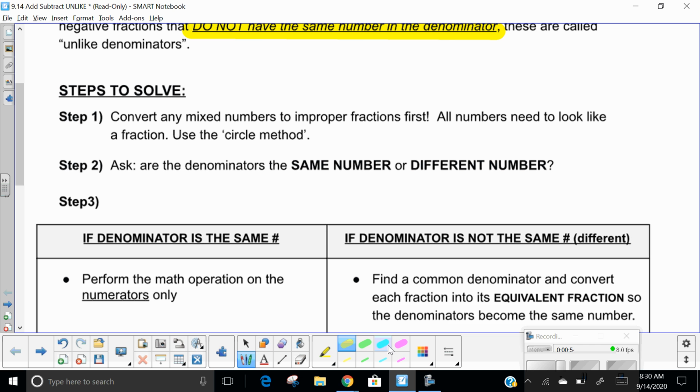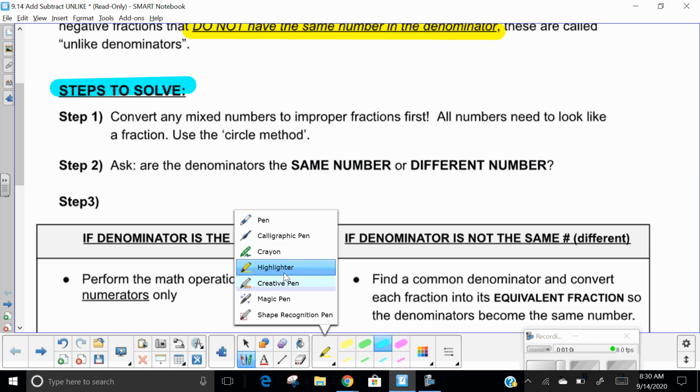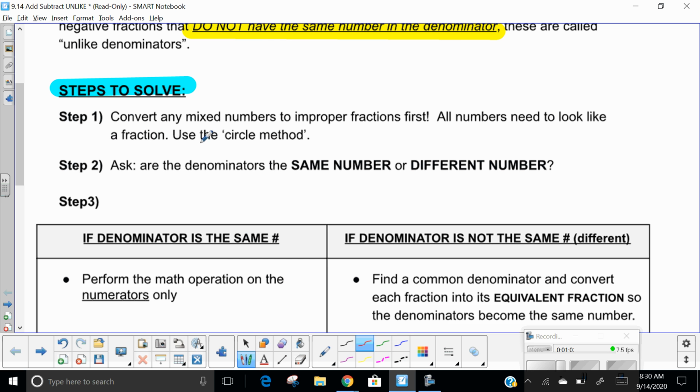Okay, now we're on page one in your packet. So let's talk about the steps to solving these problems. As with any fraction problem, the first thing you want to do is convert any mixed numbers to improper fractions. And we got some practice doing that today in our warm-up. Whenever you have any kind of a fraction in the problem, you need to make all the numbers look like a fraction. I talked briefly about the circle method for you today, and we did that in the warm-up, and we'll talk about it again here in a second.